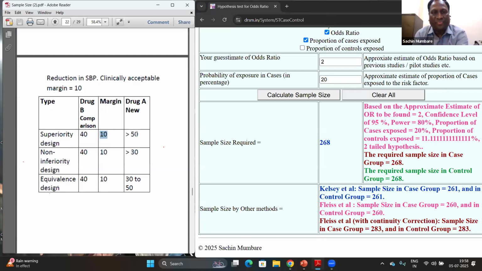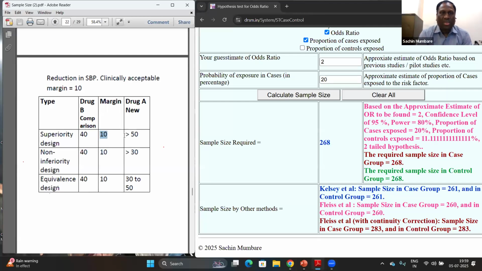40 versus 51, superior. 40 versus 49, even if 49 is more, not superior. Understood? So if superiority margin is 5, suppose in this example, then to say that drug A is superior to drug B, how much must be the reduction by drug A in systolic blood pressure? If margin is 5, how much? More than 45.